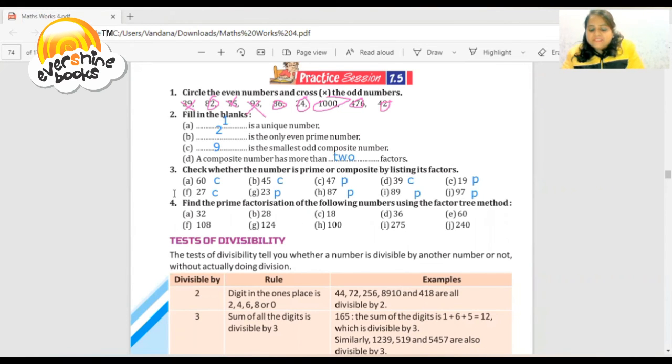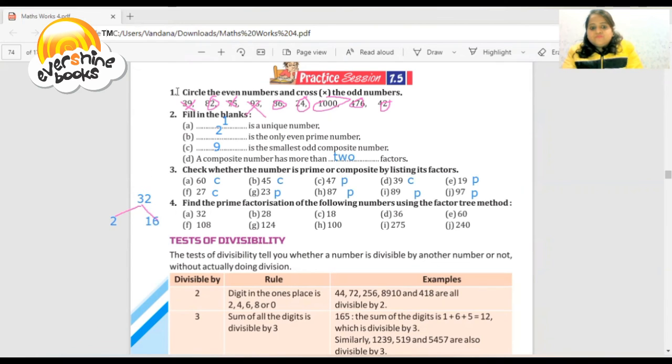Now find the prime factorization of the following number using the factor tree method. So you have to remember this factor tree method by writing the number on the top side. So write here number 32 and then you have to draw a line like a tree. So you have to make a tree here and do the factorization of this number. Okay. So students, now write here number 2 and then 2 multiplied by 16. So you will get the answer 32. So factorization of 32 is 2 and 16.